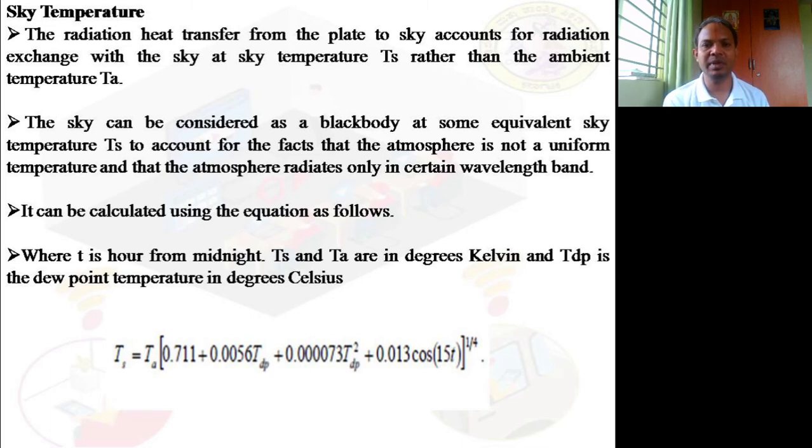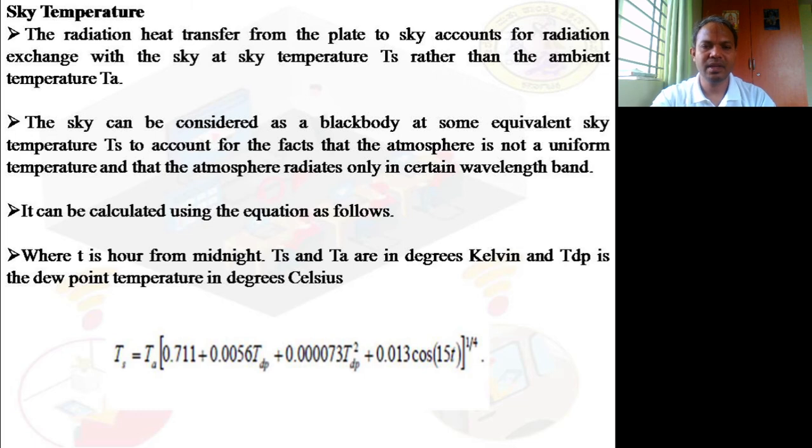So what we do is take an equivalent temperature, which we call the sky temperature. Now Ts accounts for the fact that the atmosphere is not at a uniform temperature and that the atmosphere radiates only in a certain wavelength band. It can be calculated using the equation given here. Ts is the sky temperature, whereas Ta is the atmospheric temperature.